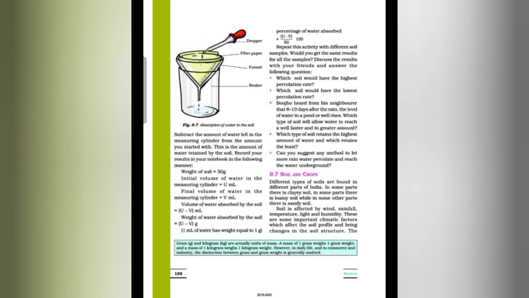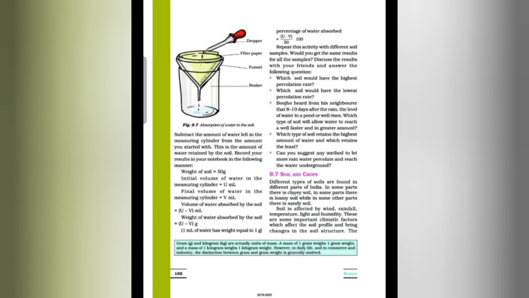So after performing this activity we get the conclusion that clay soil absorbs the most water. It has a very good water holding capacity due to its very small and tightly packed particles. Sandy soil does not absorb much water. It cannot hold much water as it has large particles with large spaces between them. And the water absorbing capacity of loamy soil is average. So this is all about the water absorption of different types of soil.